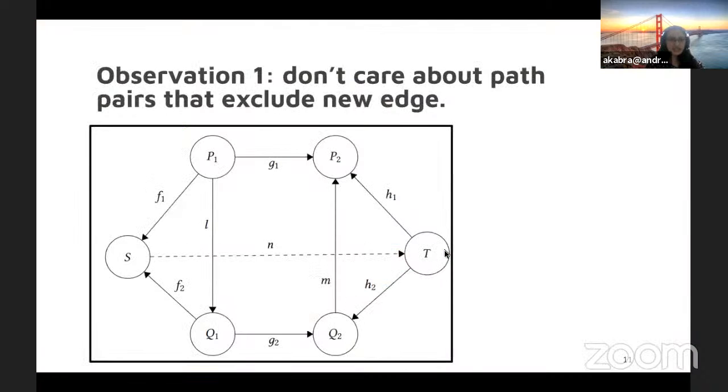The first observation that would help us do better than the naive baseline is that we don't care about paths that existed in the old graph and don't involve the new edge. Here, the red pair already existed before adding the new edge st. And since the original graph already commutes, we know that the pair must be equal, so we don't need to check it.